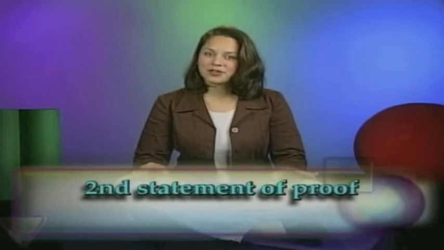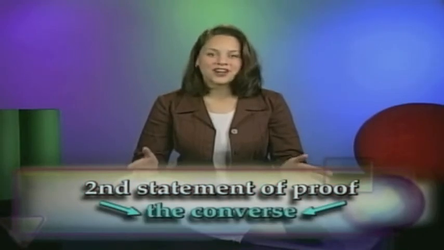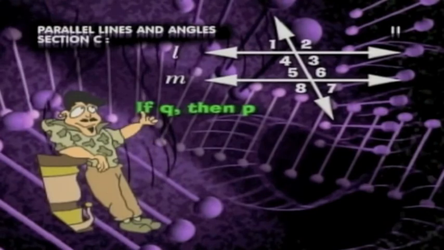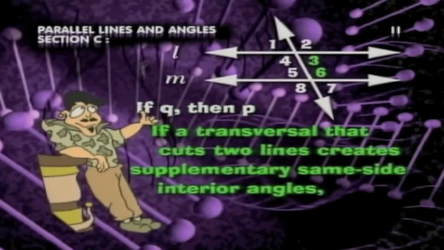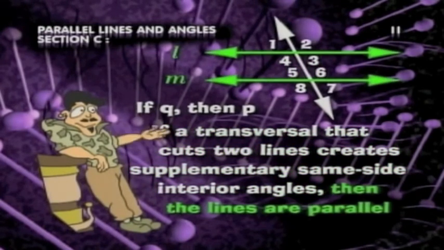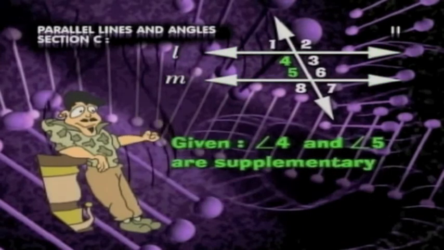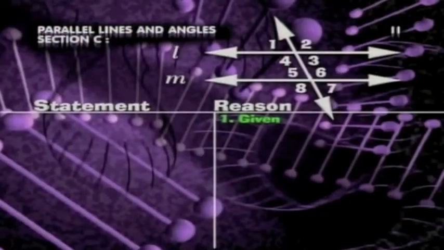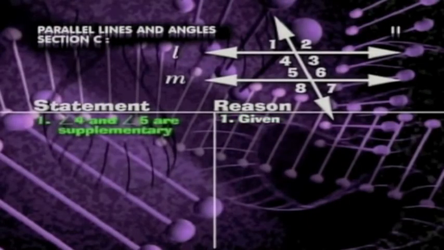So, the second statement of the proof is the reverse, or the converse, of the first. In the form of if Q then P, our converse statement is: if a transversal that cuts two lines creates supplementary same-side interior angles, then the lines are parallel. So, given that angle 4 and angle 5 are supplementary, we'll prove that L is parallel to M. Our first statement is our given information. Angle 4 and angle 5 are supplementary.